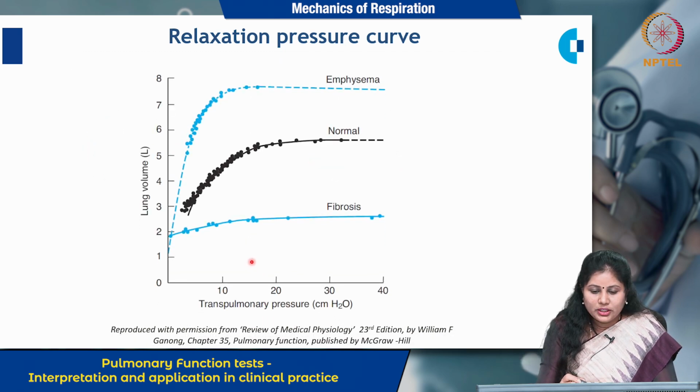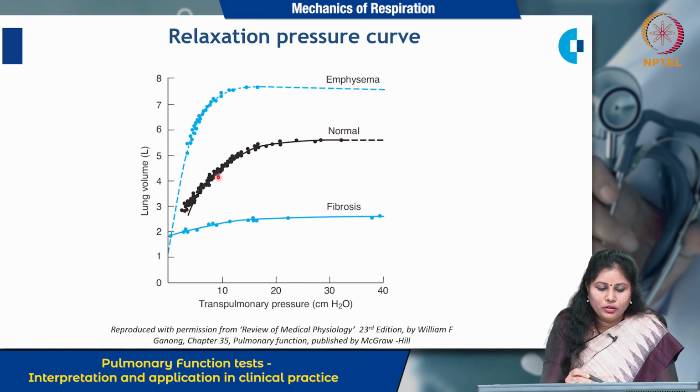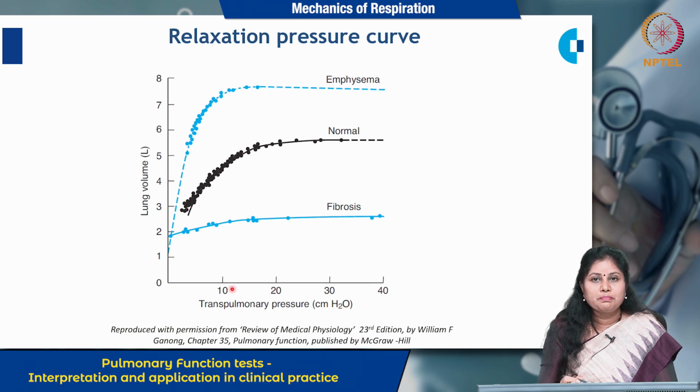So, in this picture you can see the pressure volume curve. Here instead of intrapulmonary pressure it is given as transpulmonary pressure. As per the definition of compliance, it is the change in volume per unit change in the transpulmonary pressure. When the transpulmonary pressure increases, the volume also increases until it reaches its peak value of 6 liters. Then it becomes a plateau. This is a normal resting compliance curve.